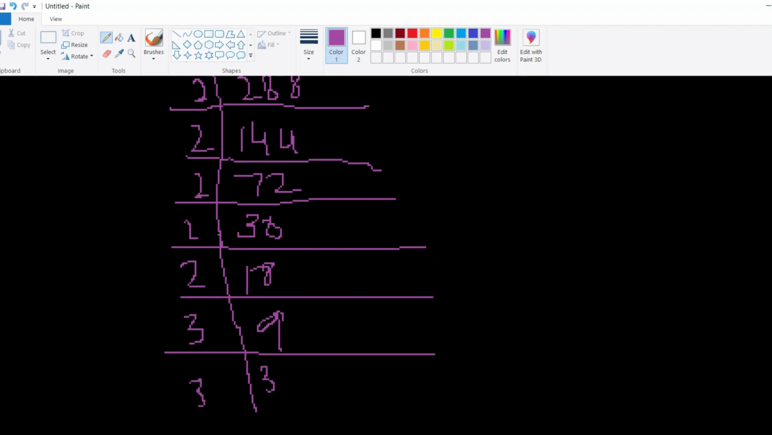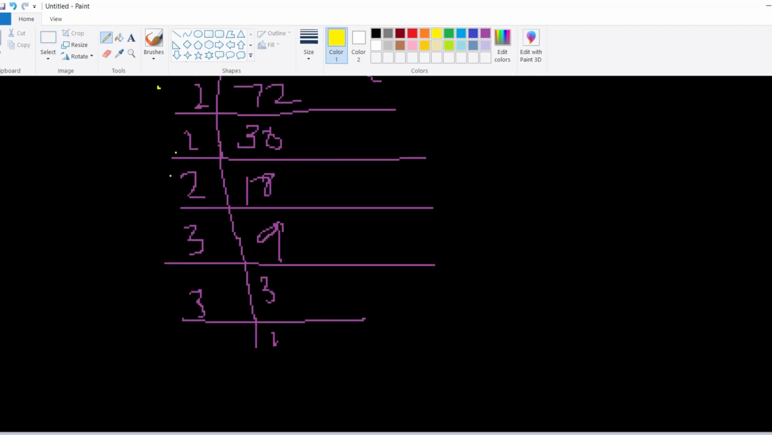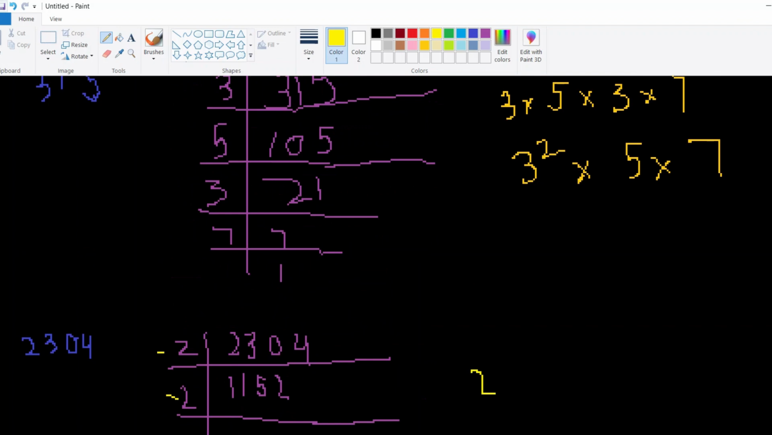Now 3 is a prime number, so I would end it with a 1. Now these are all the factors. Let me write the factors. There's 2 eight times, and then there is 3 two times. So this is the prime factorization.